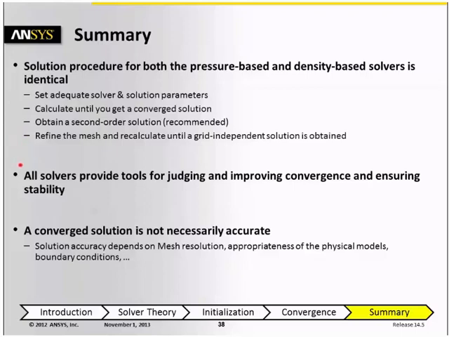All solvers provide tools for judging and improving convergence and ensuring solution stability, and we've seen the most important and useful of these tools. Last but not least, just because a solution converges does not mean that it's accurate. Solution accuracy depends on mesh resolution, the use of appropriate physical models, correct boundary conditions, and a number of other factors as well. This is an important topic, and we encourage you to view Lecture 10 to learn more.